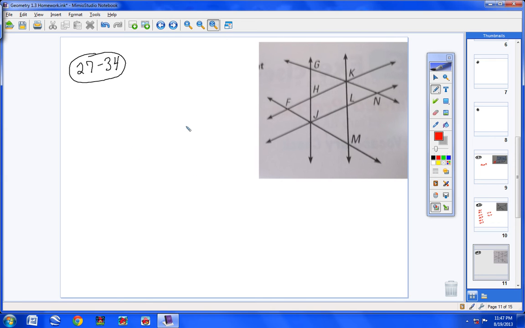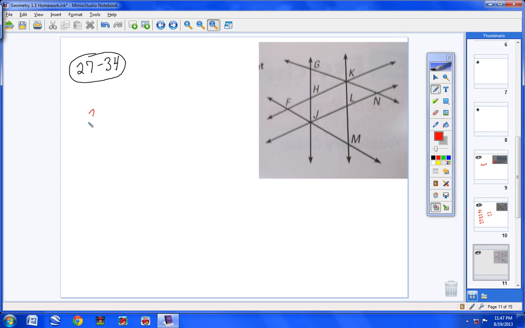We're moving right along. All right, numbers 27 through 34. Here we go. Name a point. Now here's the directions. Make sure your book is open to the right page. Name a point that is collinear with the given points. Oh my goodness, this is so easy. All right, 27. Are you ready?